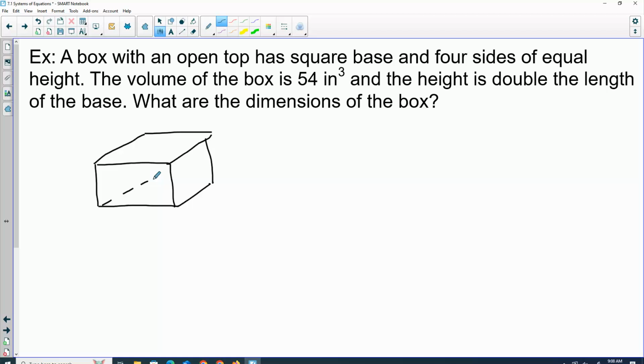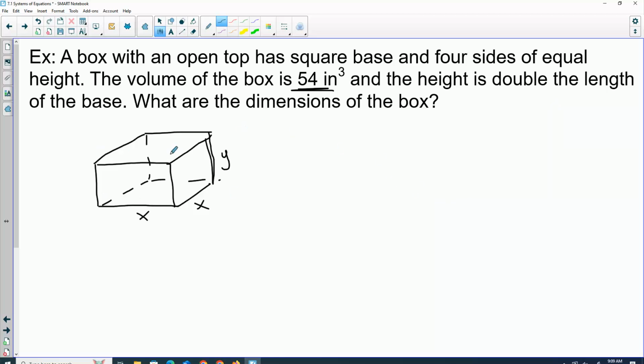Okay, my base is square. So that means these sides are the same. The height is the same all the way through. The volume of the box is 54 cubic inches. And the height is double the length of the base. What are the dimensions of the box?